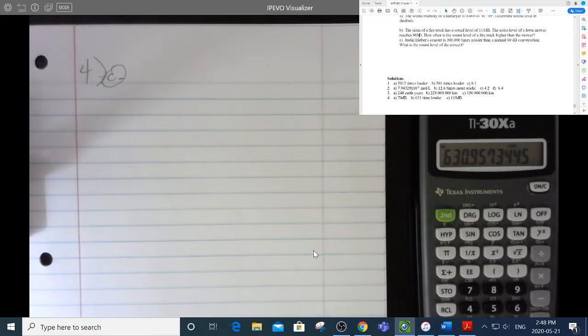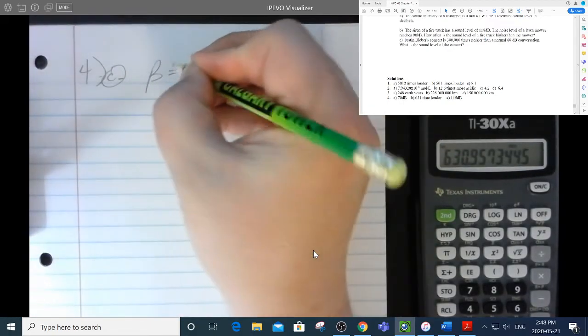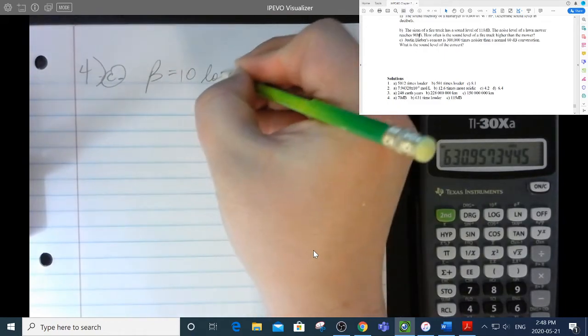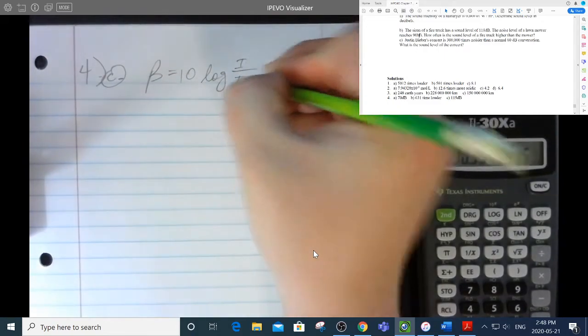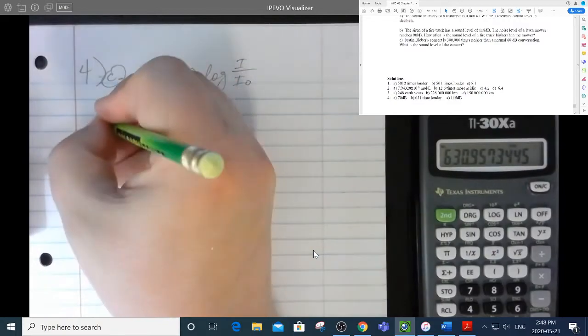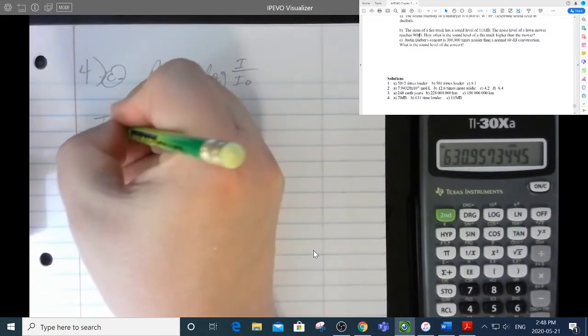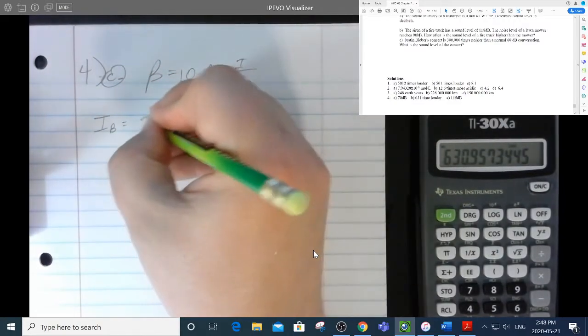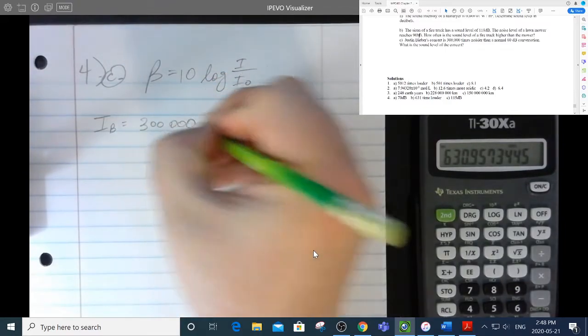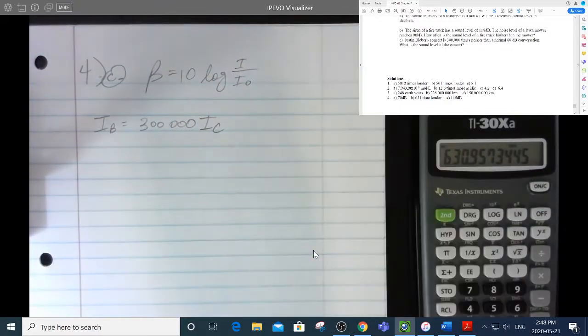All right, so Justin Bieber's concert is 300,000 times noisier than a normal 60 decibel conversation. What is the sound level of the concert? So once again, that's my formula: 10 times the log of I over I naught. And I know that the I for the Bieber concert is 300,000 times the I for a conversation.